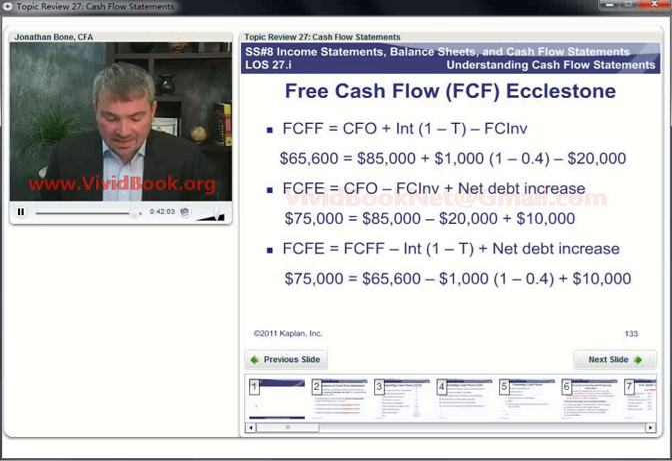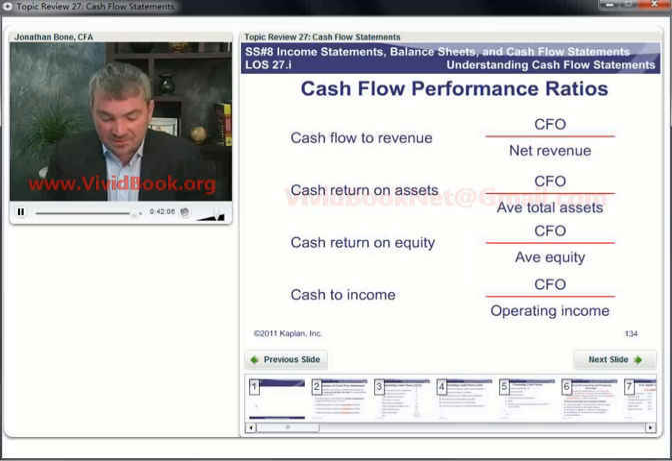Here are some of our cash flow ratios. We need performance ratios and coverage ratios. These are fairly straightforward. Cash flow to revenue, CFO over net revenue. It's like your net profit margin, net income over sales, but it's using CFO rather than net income. Cash flow return on assets, CFO over average total assets. So in other words, this is a bit like return on assets, net income over total assets, but it's using cash flows from operations rather than net income. So it shows you how your asset base is generating cash flows.